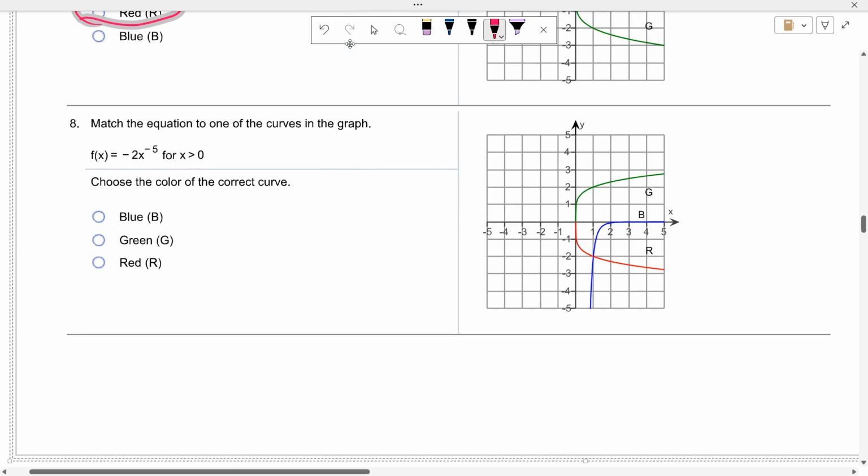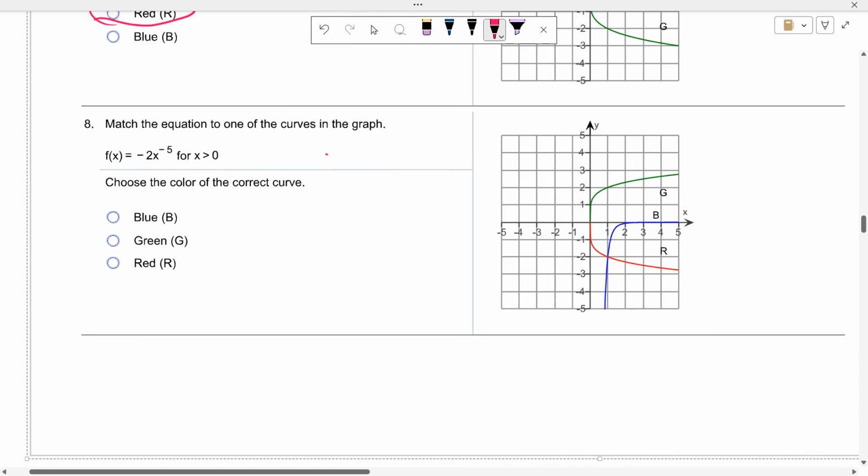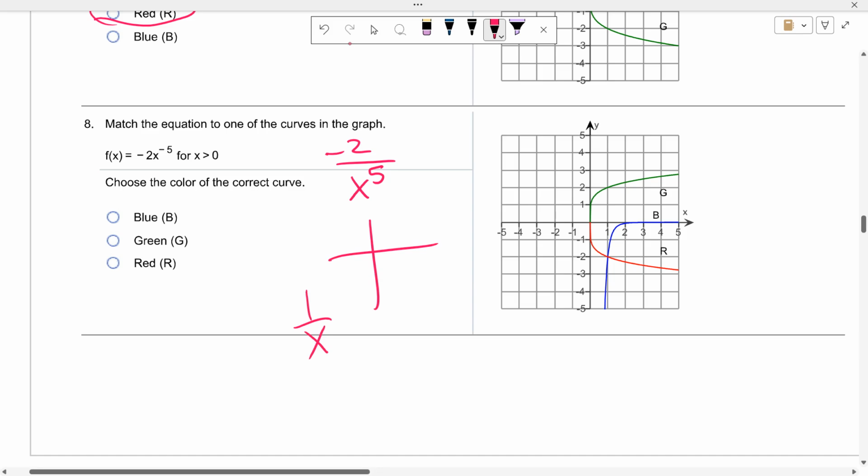Negative 2x to the negative fifth is the same as negative 2 over x to the fifth. And that's like the 1 over x function, which looks like that and that. But since there's a negative 2 on top, they flip over the axes. So it'd be this and this. So it would be blue.